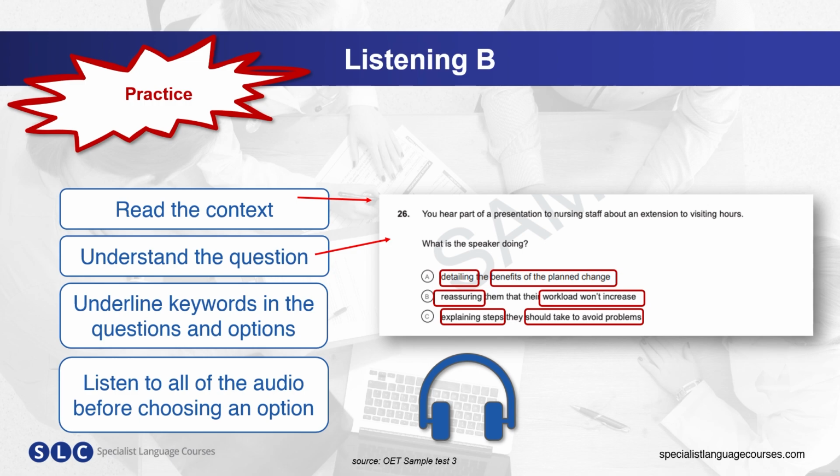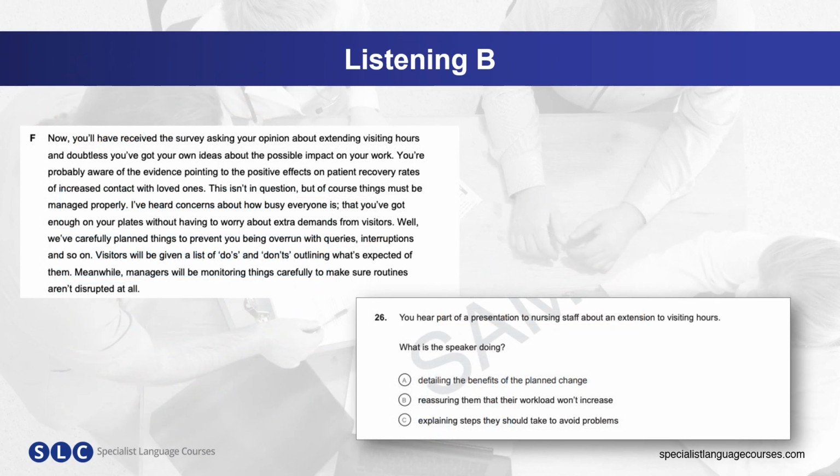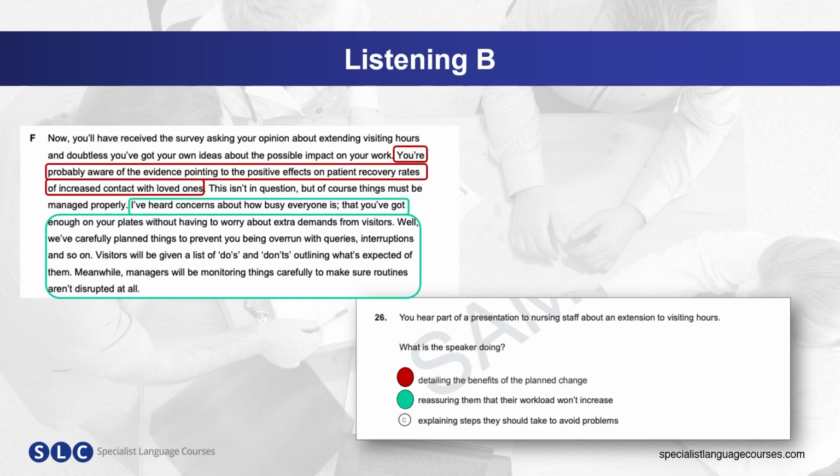So which answer did you choose? A, B or C? The correct answer is B. The speaker acknowledges that she has heard the raised concerns and then goes on to explain what's been put into place so their workloads won't be added to. It's not option A, as she is not detailing the benefits. She says, "You're probably aware," and does not go into further benefits. Option C is also incorrect because she's not explaining steps they should take to avoid problems, but she talks about what's already been put in place to avoid problems, not that extra options are needed to be taken by them.